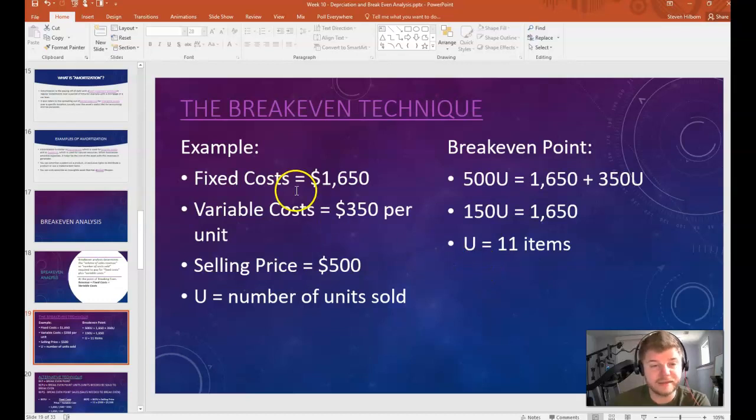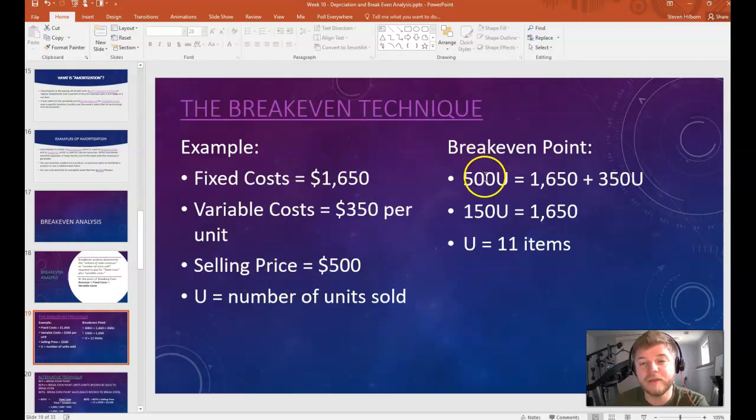So the break-even technique. As an example, our fixed costs are $1,650. Our variable costs are $350 per unit, and our selling price is $500 per unit. So let's say I'm selling tables. It's a table that I sell for $500, but it costs me about $350 to bring it in. And I know my fixed costs for the month are $1,650. It's my staff, my labor, it could be my lights, my utilities. I'm not really certain, but that's what my fixed cost is, assuming I sell only this one item.